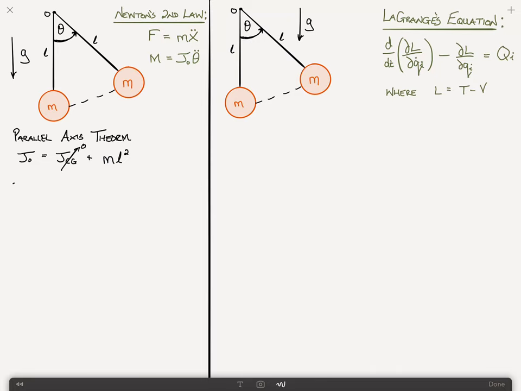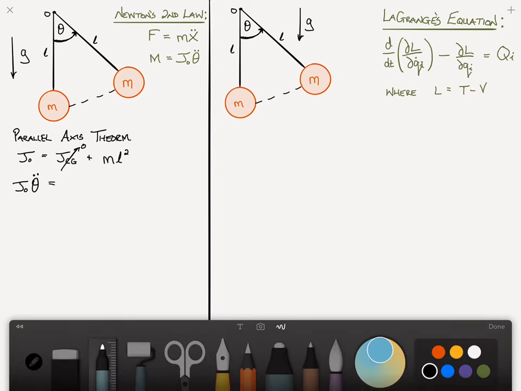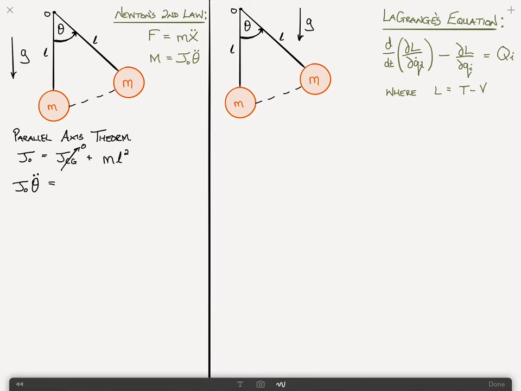So moving forward, J zero theta double dot is equal to the sum of the moments. Well, to figure out the moments, let's have a look at the forces on the mass. The only force acting on the mass is the gravity, in addition to the tension force in the rod. Gravity is mg, and we can split that into a component that is in the radial direction and another component that is tangent. It's the tangent component that we want to look at.